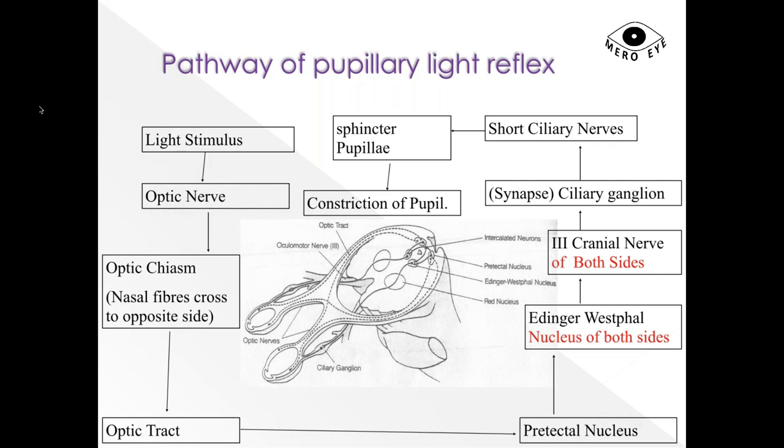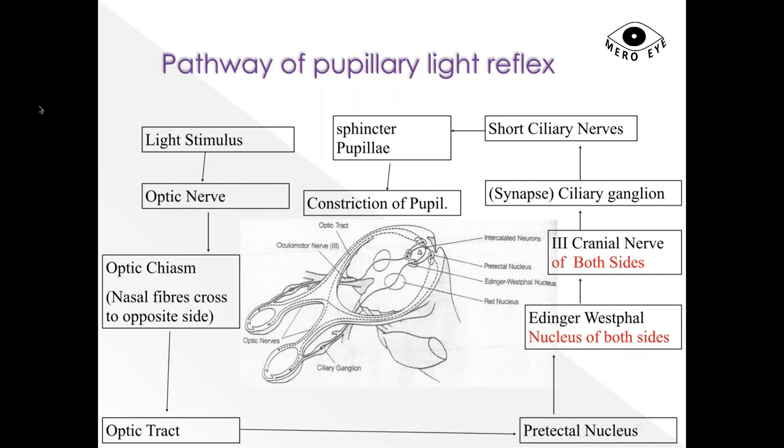Because the pretectal nucleus innervates the bilateral Edinger-Westphal nucleus, when we shine a torchlight in one eye, both pupils constrict. So this is the basis of the consensual light reflex.